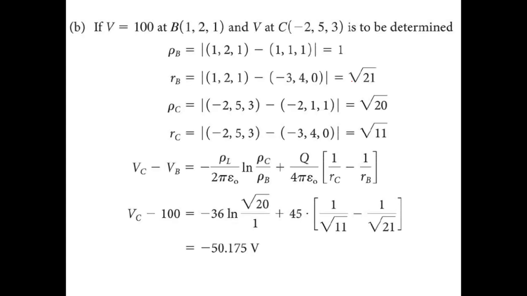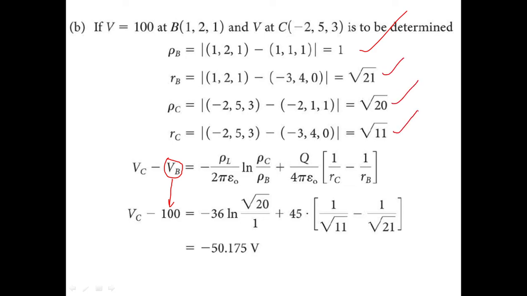Same thing here, right? So it will be Vc minus Vb. There we took 0 because it was given as 0. So here Vb is taken as 100. That is the only difference. And calculating the distance is the same.